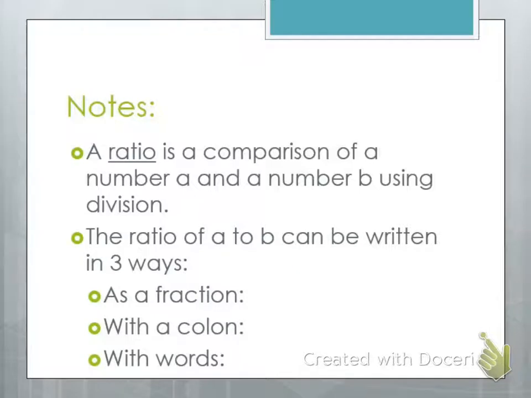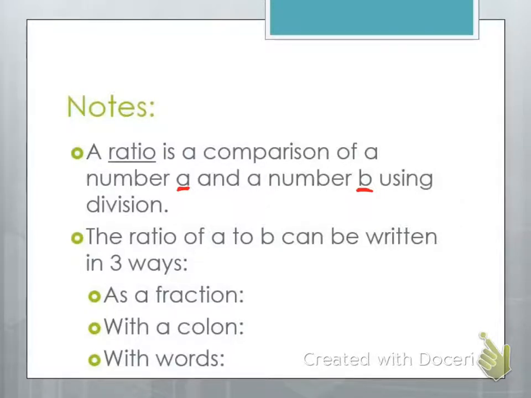A ratio is a comparison of a number A and a number B using division. So this is not a typo. We're calling the first number A, the second number B. Comparing two numbers using division. A ratio of A to B can be written in three ways.